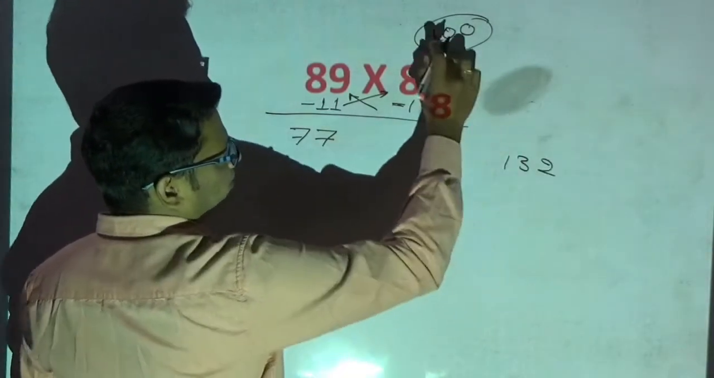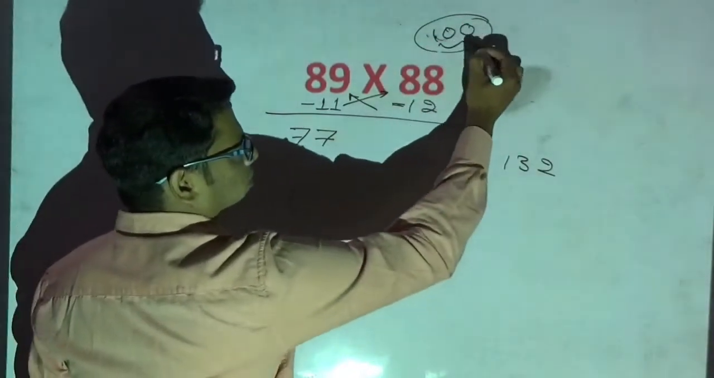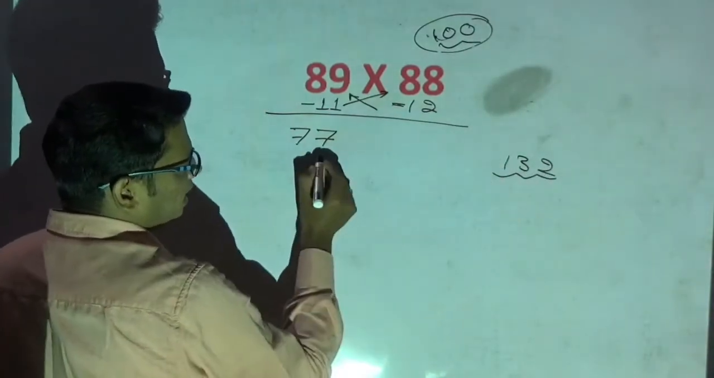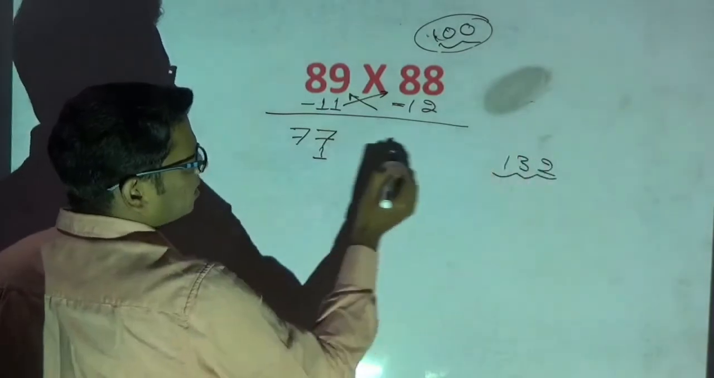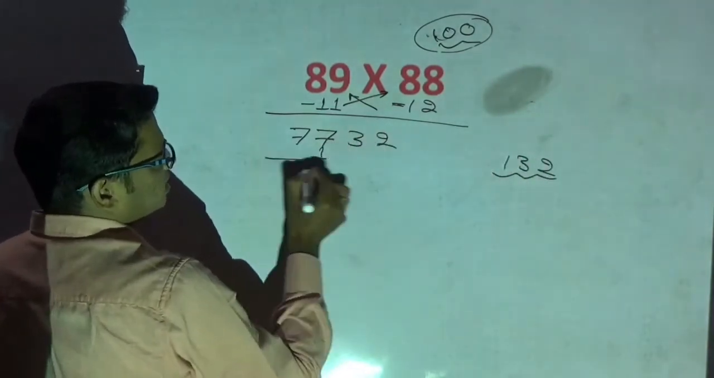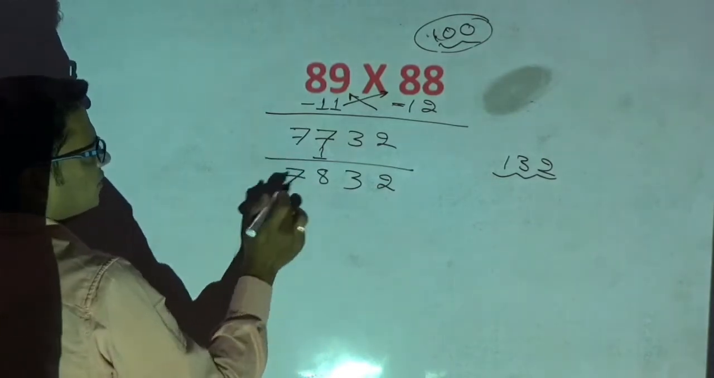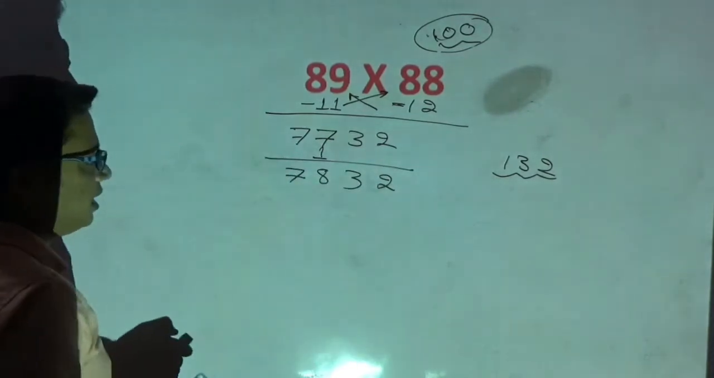Now you check. The base is 100, so 2 digits are needed. But I got a 3-digit answer here. So that means 1 should be carried. The remaining 3 and 2 you write as it is. So the answer for this question is 7832. Hope you understood.